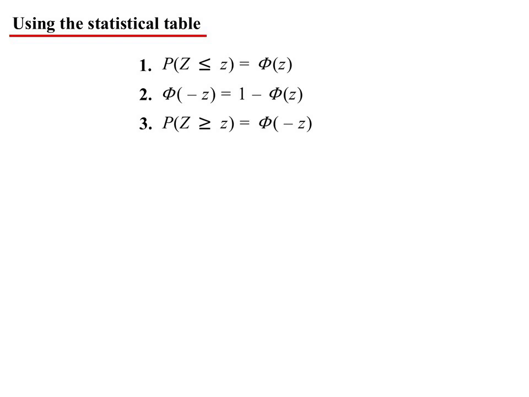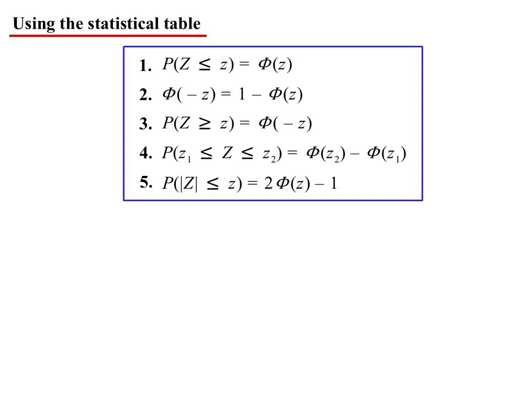And then we could work out minus z by going 1 minus and reading off the z. Most of the time we're going to be going between two particular values. We just read off z2 when we subtract whatever z1 is. And if we are looking at symmetry and we want to find the absolute value, in other words z going between minus z and z, then it turns out to be 2 times z minus 1.